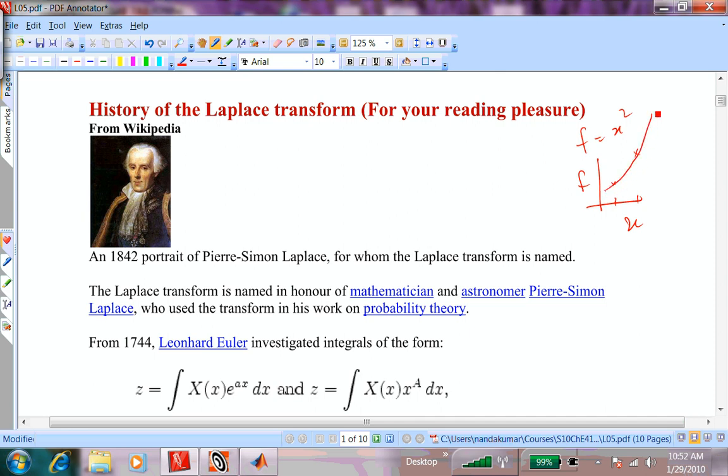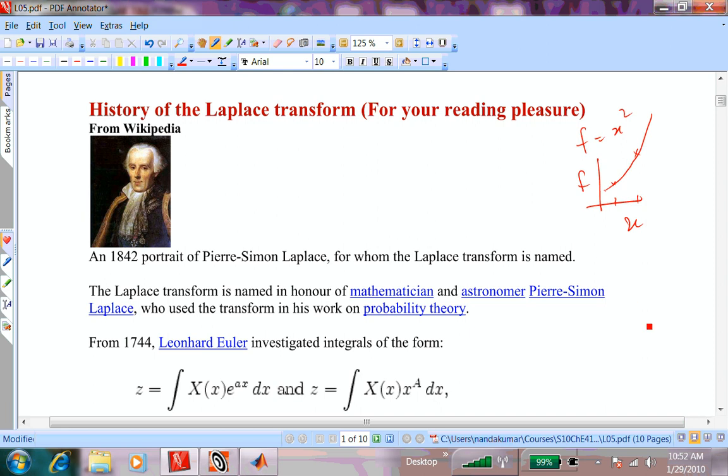In the same sense, integral transforms are also rules, but a function like this transfers numbers to other numbers, whereas integral transforms transfer functions to other functions using a certain rule. There are a number of rules, and the Laplace transform is the one that we are going to look at. And here is a brief history.